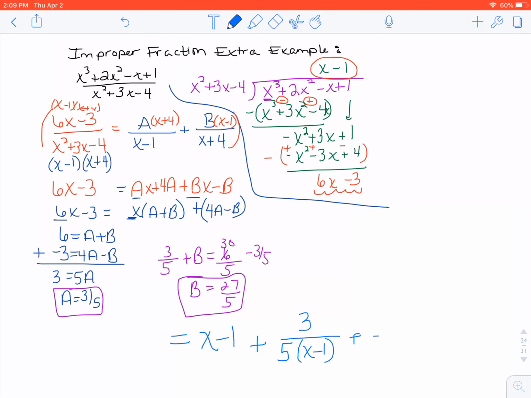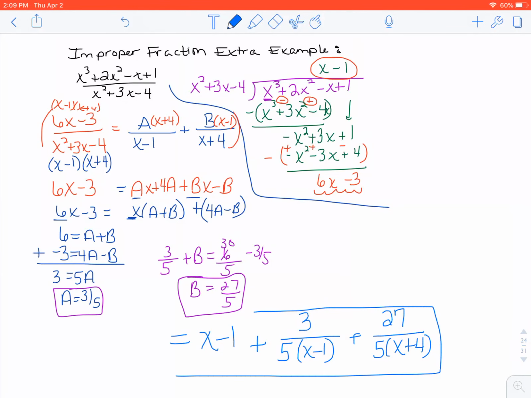And then the b we found to be 27/5. Again, the top is 27, the bottom is 5, and that 5 is with x plus 4. So this would be our partial fraction decomposition equal to the original improper fraction. So now we have those three parts of the fraction, and we found the a and the b, and then we used the long division to divide out that x minus 1.